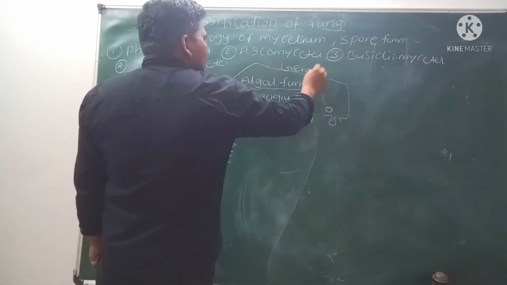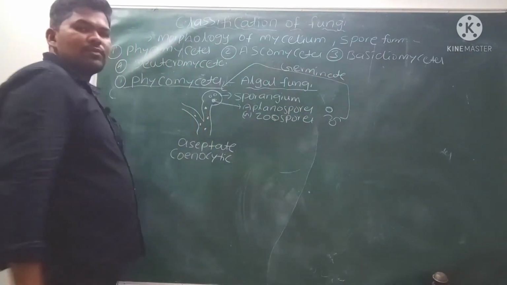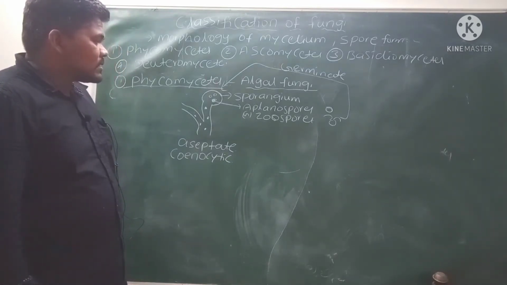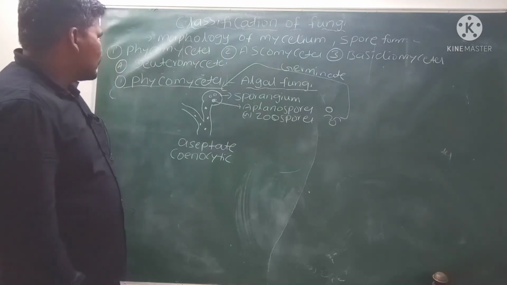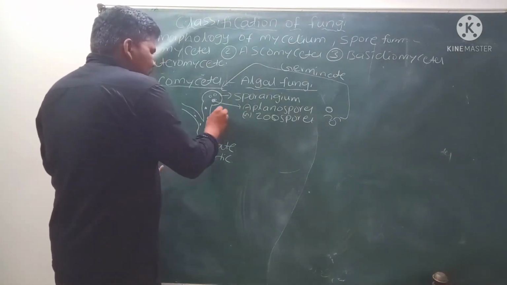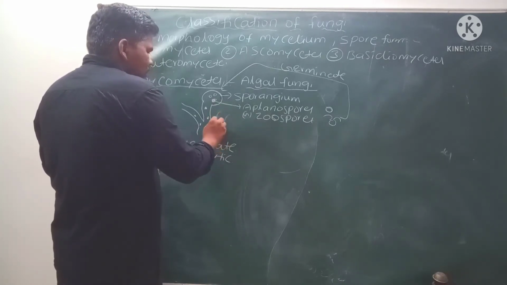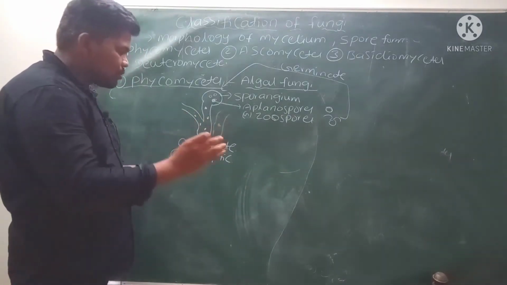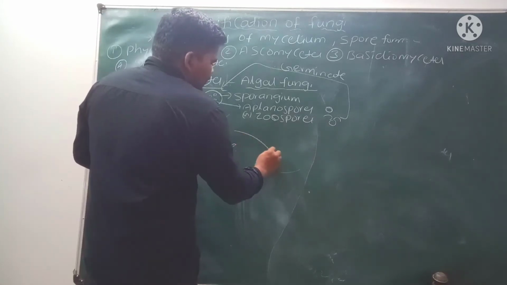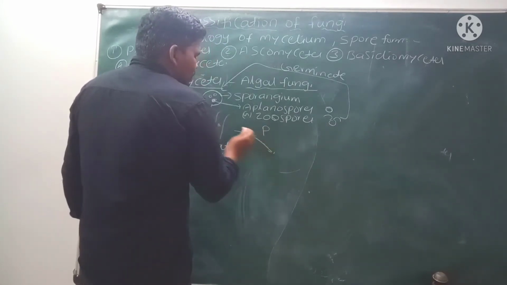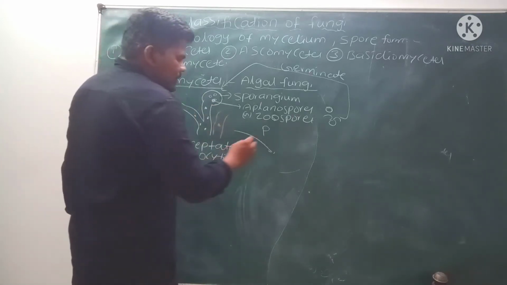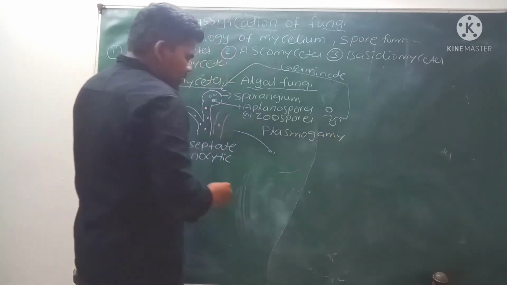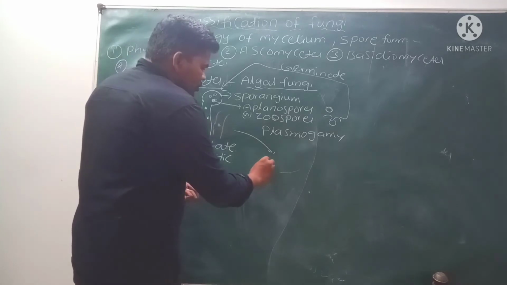germinate and again form the fungi. If you observe the sexual reproduction of phycomycetes, we can see fusion of protoplasm of 2 different hyphae, or the fusion of 2 different gametes, that is called plasmogamy. In plasmogamy we can see the fusion of 2 different hyphae.